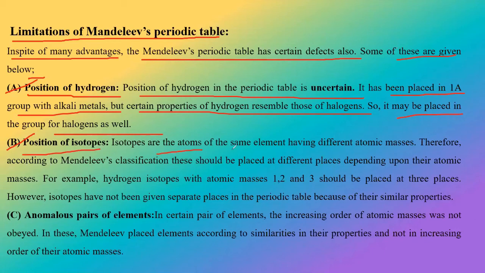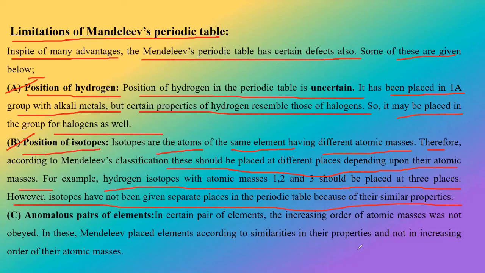Number 2 is the position of isotopes. I have already told you that isotopes are atoms of the same element having different atomic masses. So according to Mendeleev, they should be placed in different places depending upon their atomic masses. For example, hydrogen isotopes with masses 1, 2, 3 should be placed in 3 different places. However, isotopes have not been given separate places in the periodic table because they have similar properties. Now, this is another dilemma: atoms belong to the same element, properties are also the same, but the masses are different. So how can they be placed? There was a big problem regarding the placement of isotopes in Mendeleev's periodic table, and there was nowhere to place these elements, right?